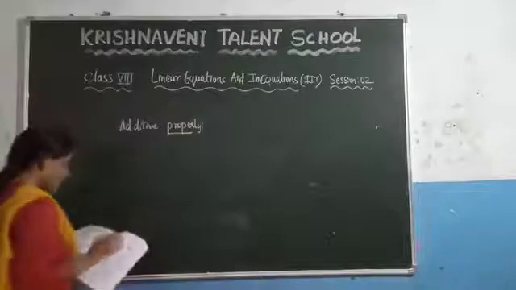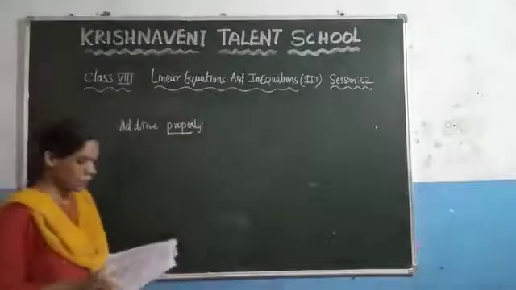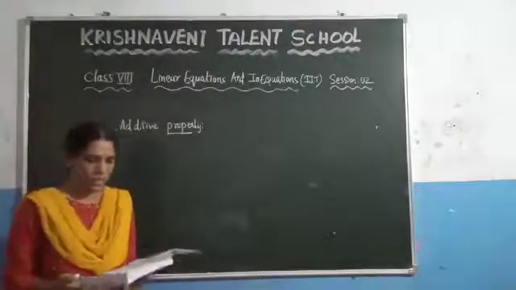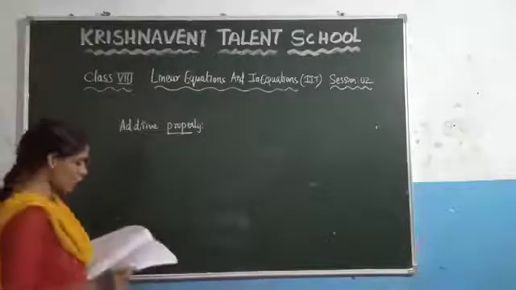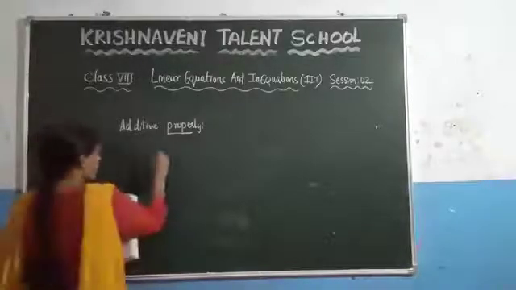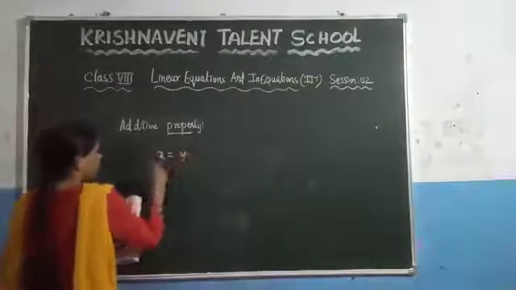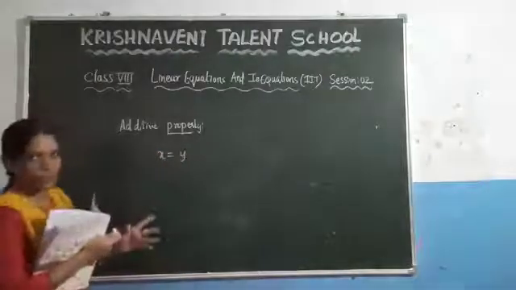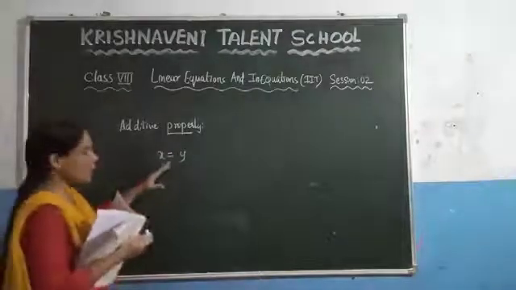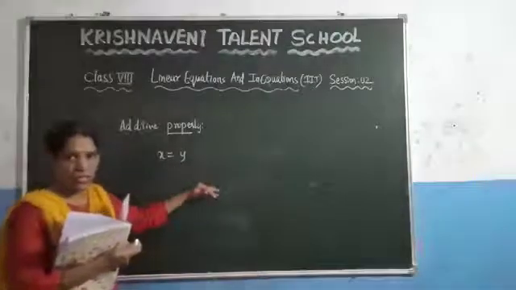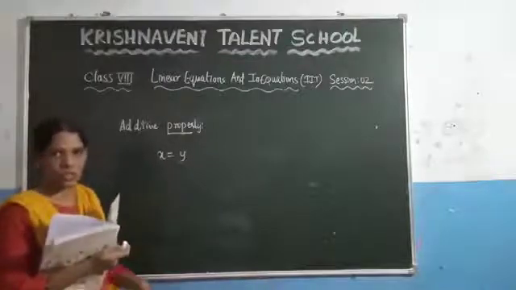What the additive property says here: if equal numbers are added to both sides of an equality, the equality remains the same. That means if x is equal to y, and you add an equal number to both of their sides, then the result is also the same.